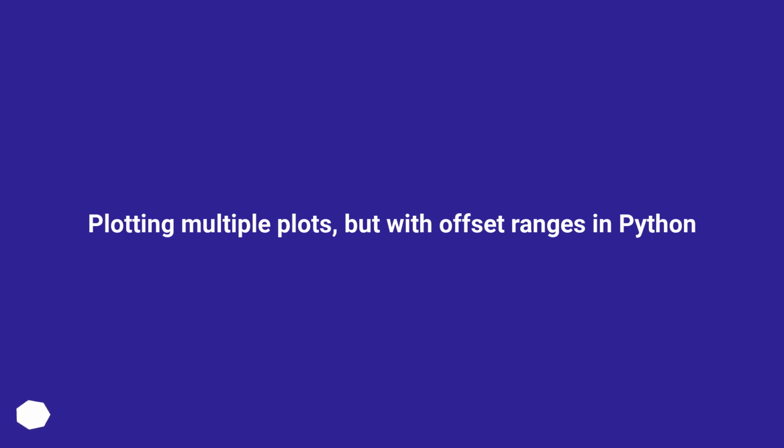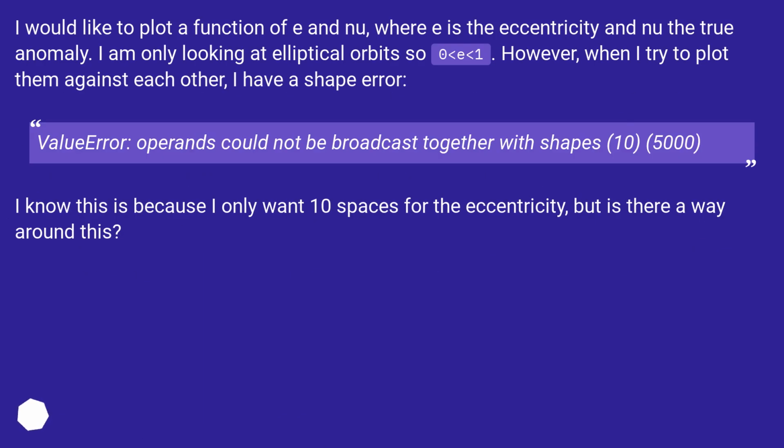Plotting multiple plots, but with offset ranges in Python. I would like to plot a function of e and nu, where e is the eccentricity and nu the true anomaly. I am only looking at elliptical orbits, so 0 < e < 1.